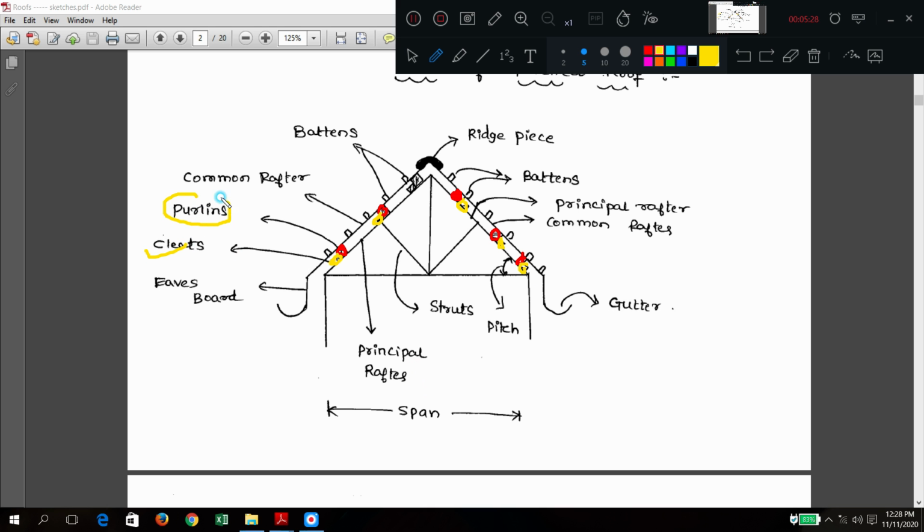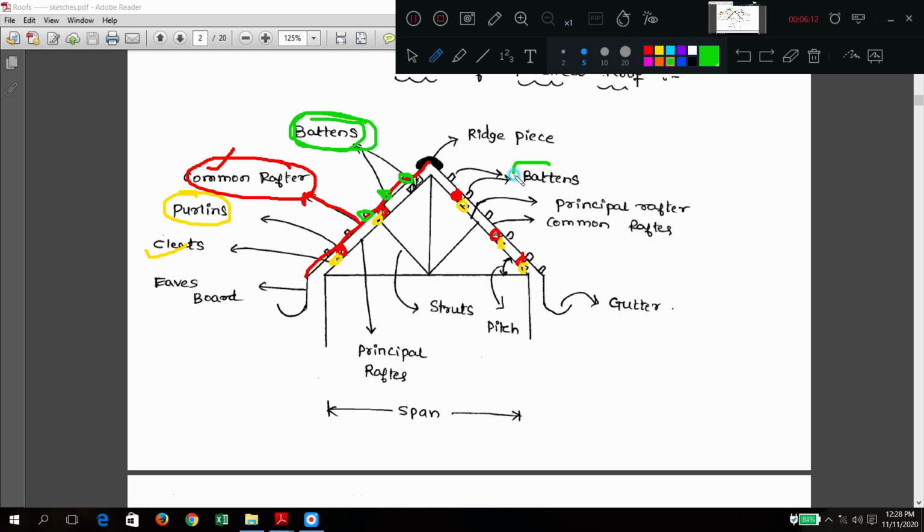Cleats, purlins. Again, the member which runs from the top down the slope is also called the common rafter. It is common; the principal rafter carries more and its importance is more, but the common rafter just supports the sheets which are coming. This common rafter runs from the top to the bottom. On the common rafter you have one more element fixed above it. What are these? Battens. These are called battens.